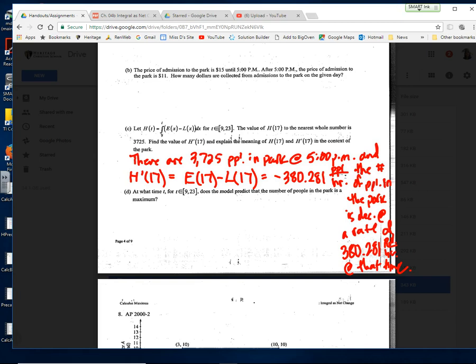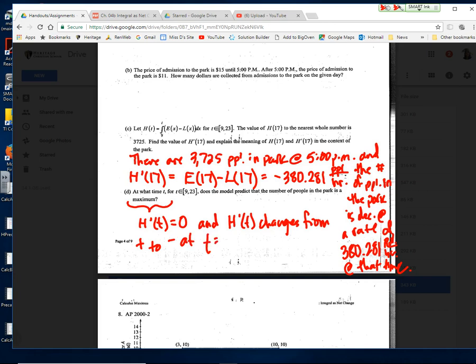Letter D says, at what time t within 9 to 23 does the model predict the number of people is a maximum? Ooh, a maximum. But I know max is when the quantity's derivative is 0, and h prime of t changes from positive to negative. That's enough to say it's a max. I just need to figure out where it is.